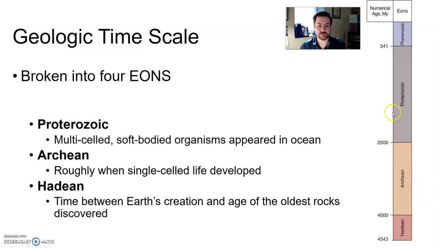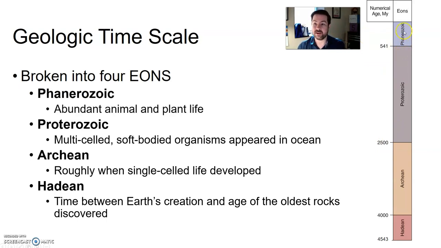And we have the Proterozoic. This is when multi-celled soft-bodied organisms appeared in the ocean. So very simple life, soft-bodied, think like jellyfish and things like that. So that was really what evolved from 2.5 billion years ago all the way up to 541 million years ago. So still not much, and everything's still in the oceans.